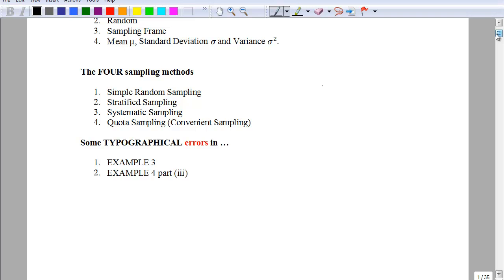Before you commence your reading of the lecture notes for section 1 to section 4, I would like to point out to you some of the typographical errors found in example 3 and example 4 part 3. So what I will do now is go to example 3 immediately, and I need you to rectify this error on your own.